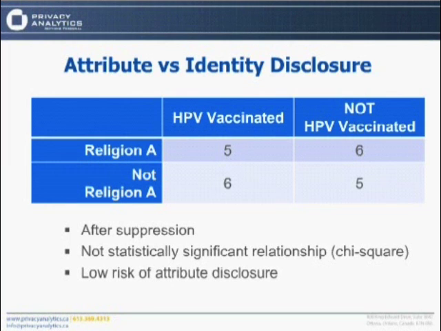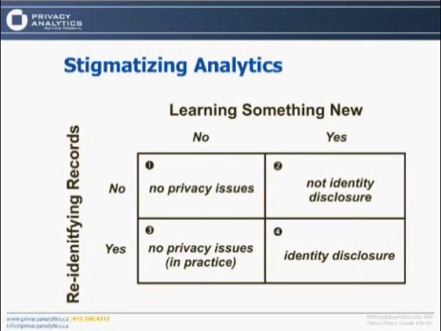So then coming to the issue of stigmatizing analytics, in practice this is what we see. So we have on one side re-identifying individuals or records in the database, and in the columns learning something new. So in quadrant 1, if we're not able to re-identify individuals, so there's no identity disclosure, and we don't learn something new, then there are no privacy issues, and you can share the data. Then essentially, it's not protected health information, and there's no risk of attribute disclosure.